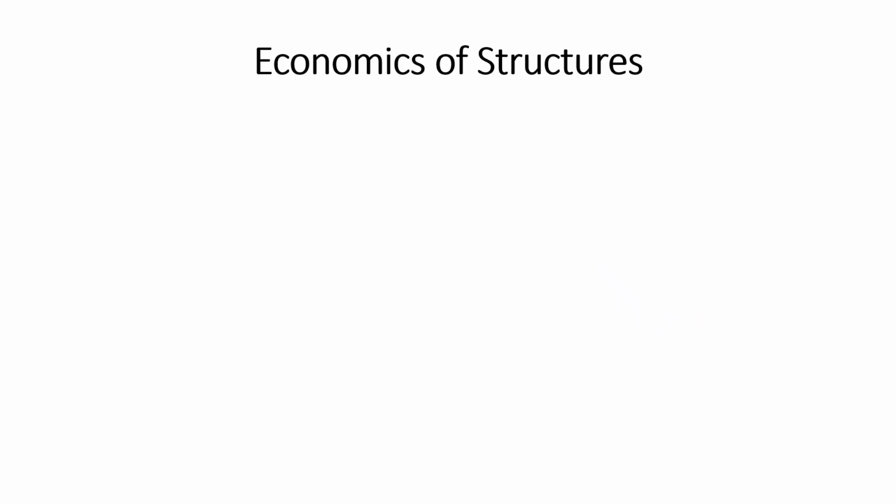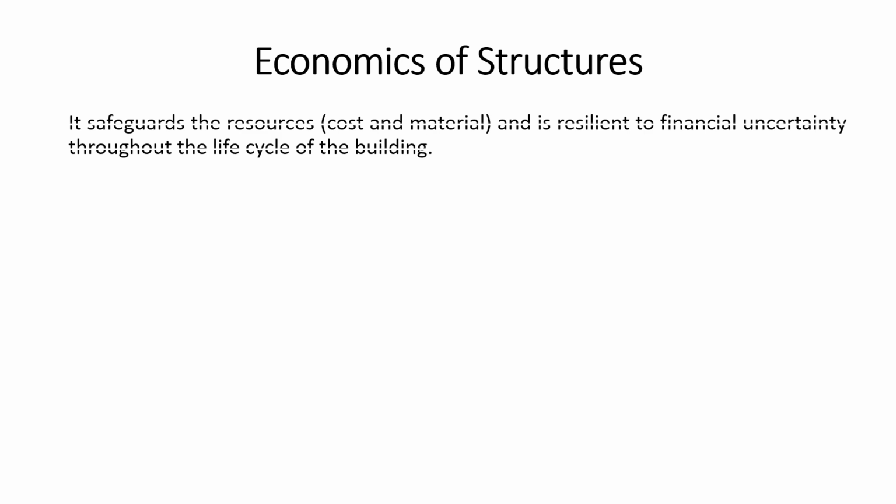Now, what is the second pillar? Second pillar was the economics of the structure. Now, it safeguards the resources and is resilient to financial uncertainties throughout the life cycle of the building. We are going to talk about life cycle in a bit, but life cycle in general is right from the start of that product where we start mining for the raw material, till the time it is destroyed or reused or put in the circular economy again.